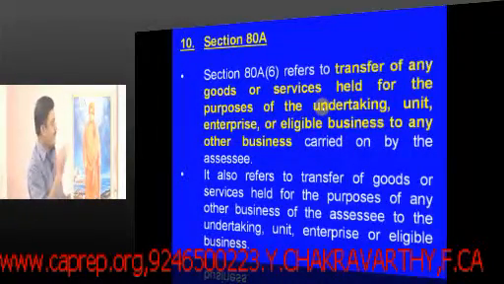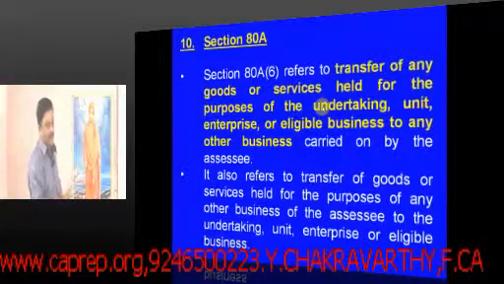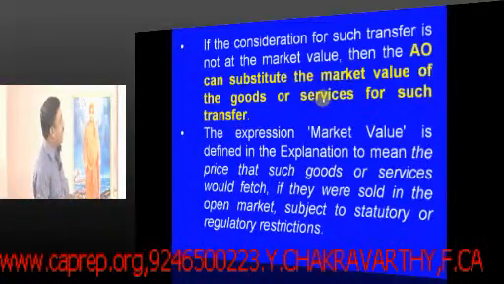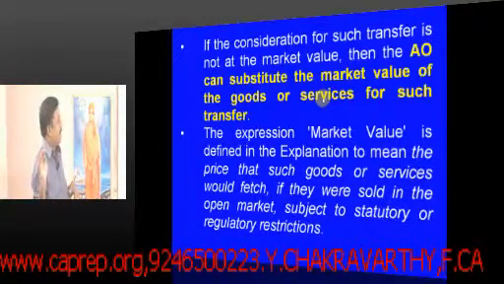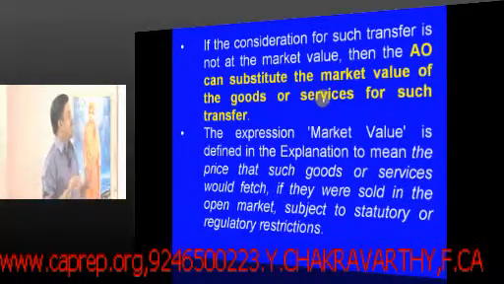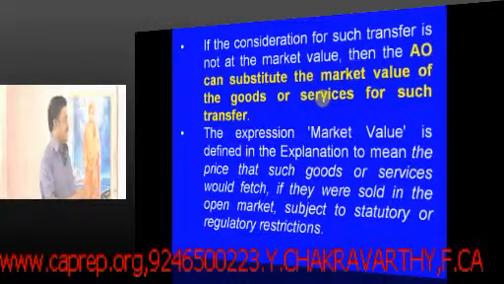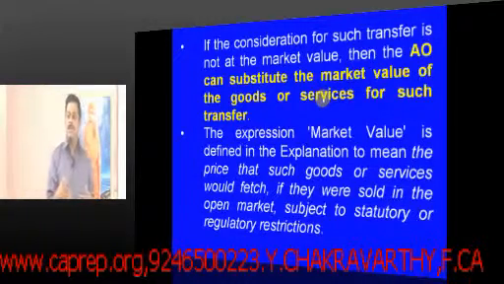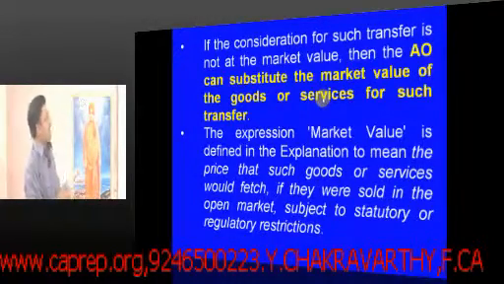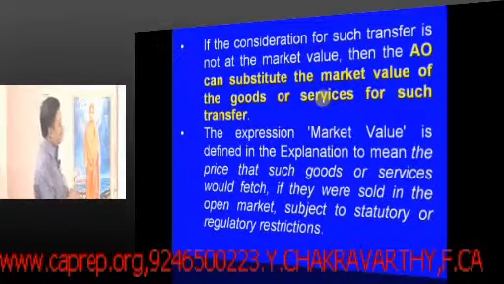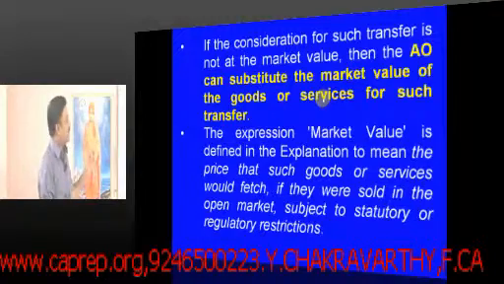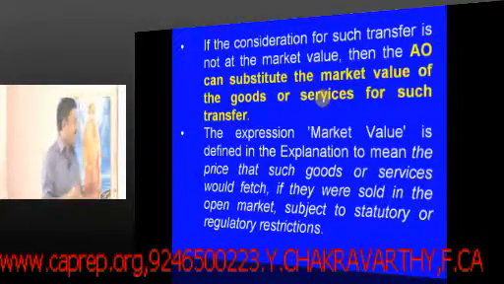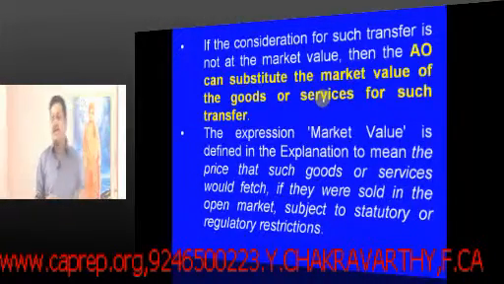So the law wants to prevent such kind of drama, and it says that if the consideration for such transfer is not at the market value, then the assessing officer can substitute the market value of the goods or services for such a transfer. So the expression market value is defined in the explanation to mean the price that such goods or services would fetch if they were sold in the open market, subject to statutory or regulatory restrictions.